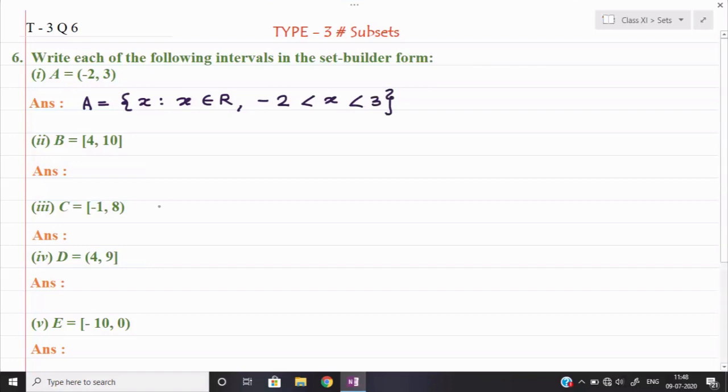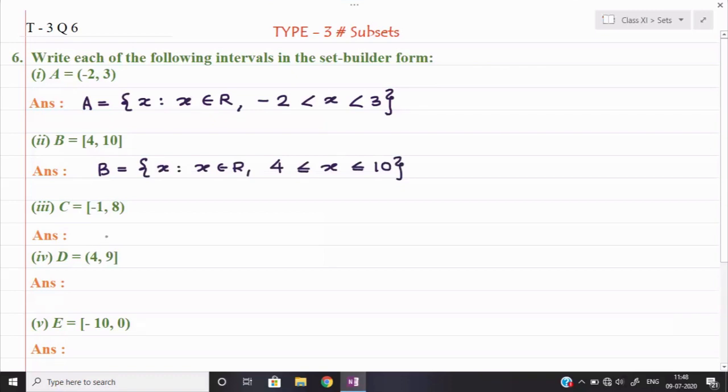Similarly, 4 comma 10. In this I can say set B is equal to x such that x belongs to R, and see it is given in the closed interval. So 4 will be less than or equal to x, less than or equal to 10. So in both the cases we shall apply the symbol of less than or equal to.